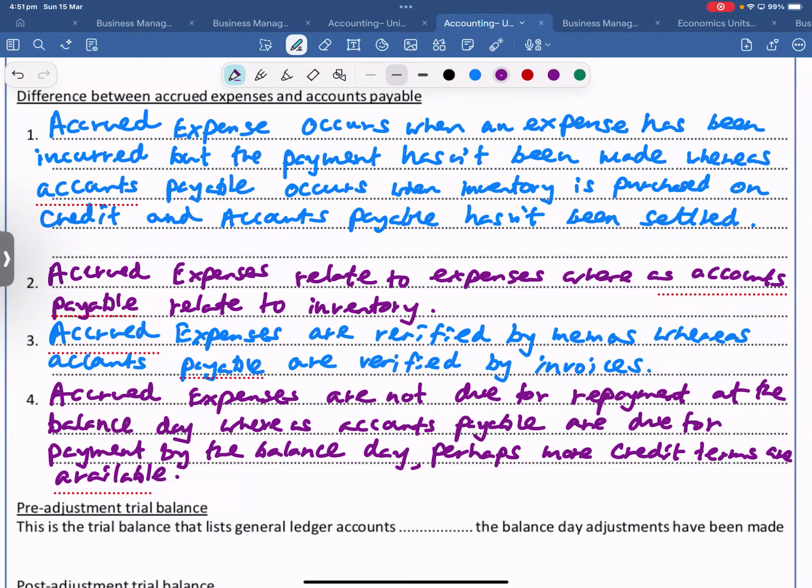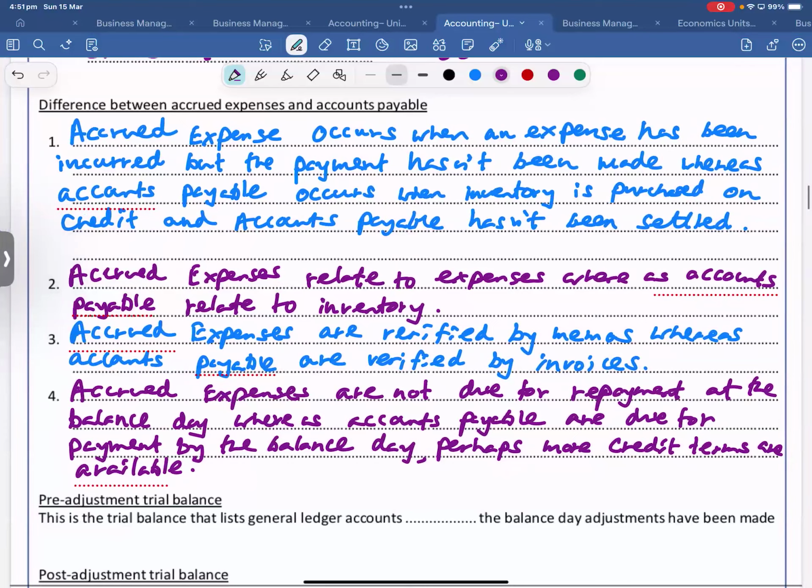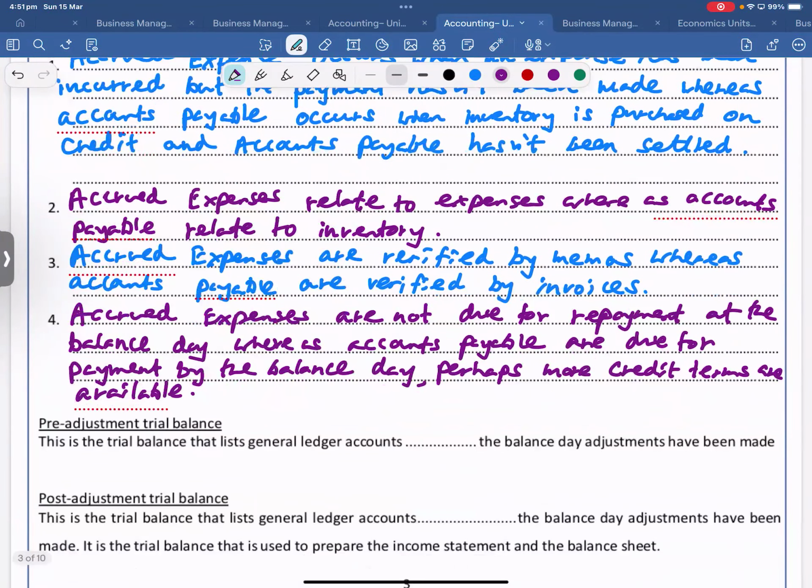Okay, guys. So okay, we have to do the pre-adjustment and post-adjustment trial balance as well. What is the pre-adjustment trial balance? What adjustments are we talking about here? Not closing the revenues and expenses. The balance sheet adjustments. What are the balance sheet adjustments? Inventory, losses and gains.